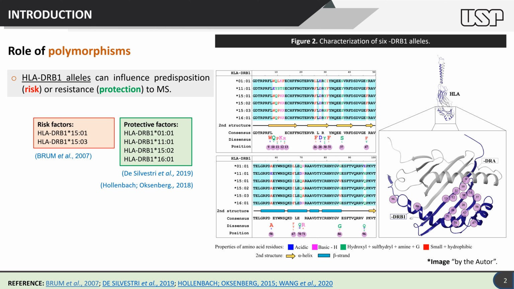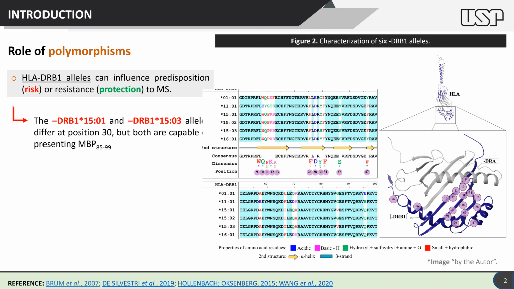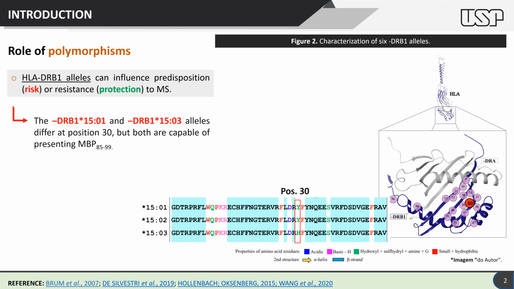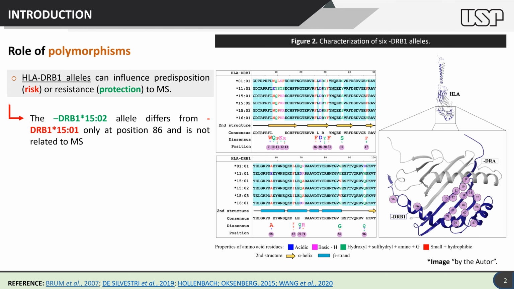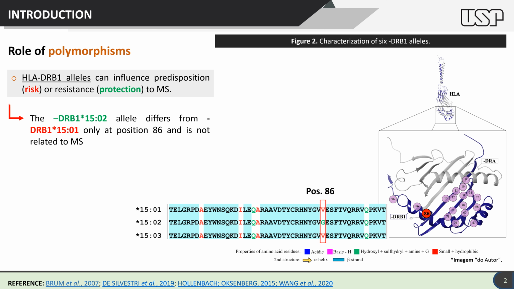We are studying how different alleles can influence susceptibility or resistance to multiple sclerosis. For example, the alleles 1501 and 1503 differ only at position 30 in the primary sequence, yet both share the same peptide interaction motif and have the ability to present this MBP peptide, which is known as an important autoantigen in the pathogenesis of multiple sclerosis. In contrast, the allele DRB1 1502 differs from 1501 only at position 86 and shows no association with multiple sclerosis.